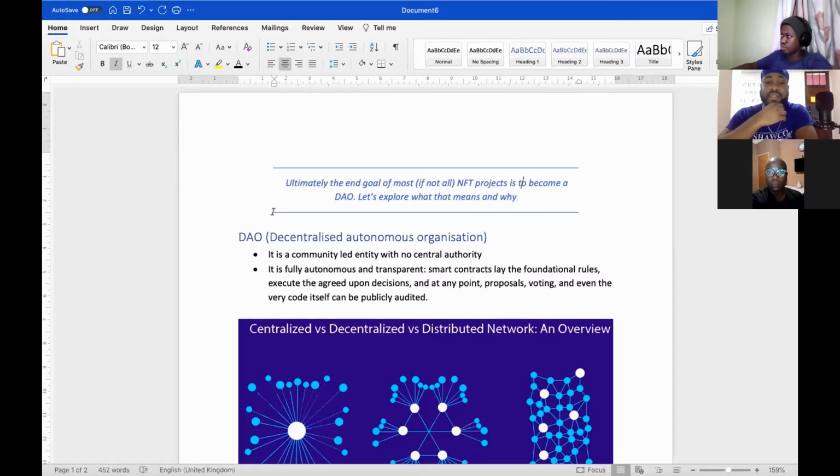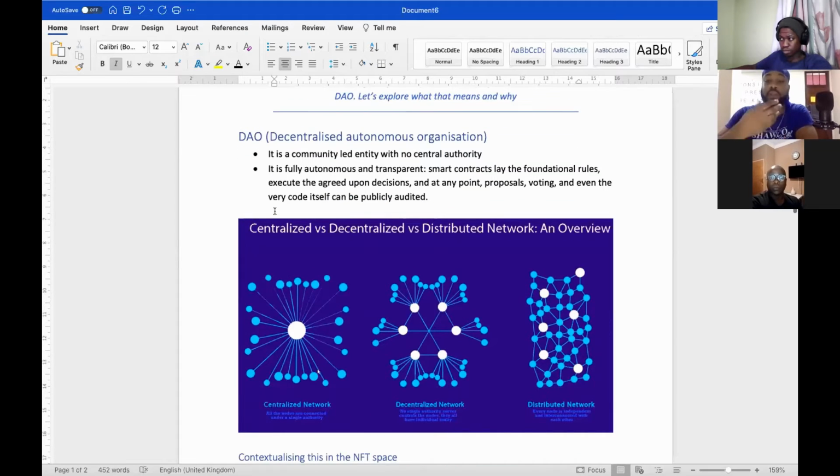So Marcel's basically defined it quite well. It's a community-led entity with no central authority. That's the baseline definition. It's fully autonomous and transparent. If we're putting this in the context of cryptocurrency, it means that smart contracts are going to lay the foundational rules. Like Marcel said, there are agreed upon rules that govern this. They execute the decisions agreed upon by the members of the community that contribute to that DAO. And at any point, the proposals, voting, and even the very code itself can be publicly audited by every member that participates in that community.